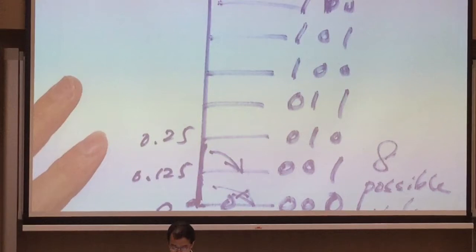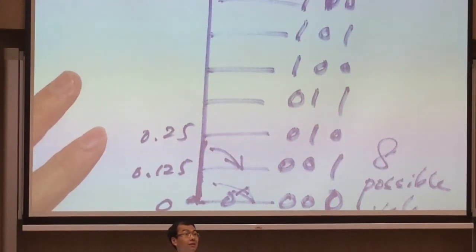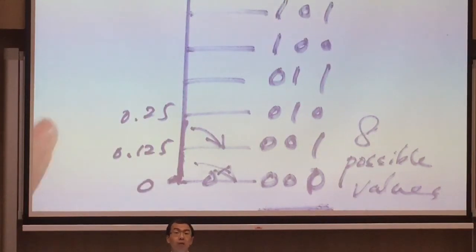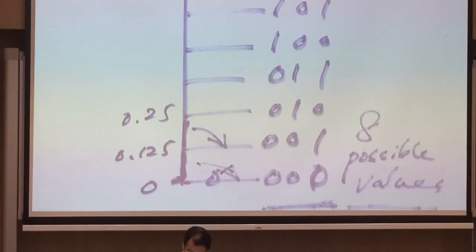One way is we can use more bits. We can increase the number of bits to represent the analog signal here. The higher the number of bits, the better the resolution. Yeah, that's the resolution we are talking about.